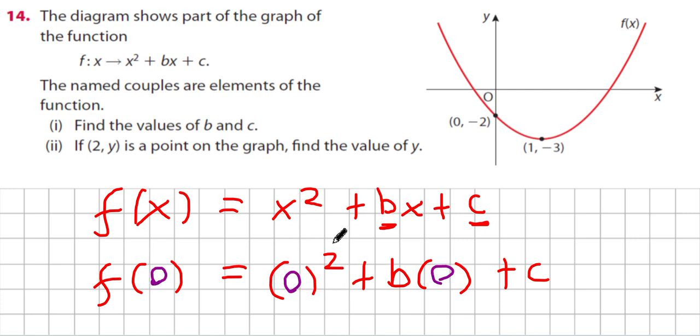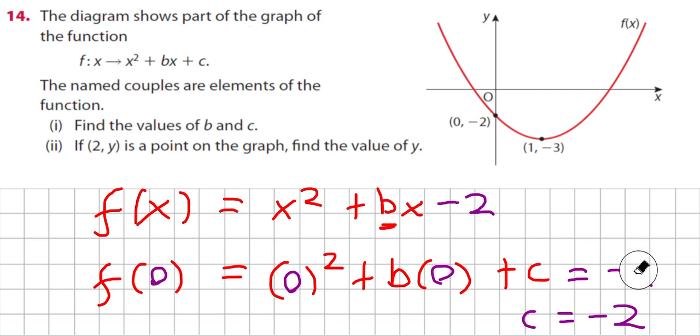Okay, so anywhere you put the zeros in. 0 multiplied by 0, 0. B multiplied by 0, 0. So you're only left with C, aren't you? And then you find out that your C value is in fact minus 2. So you go back to the top and you change your C value to minus 2.